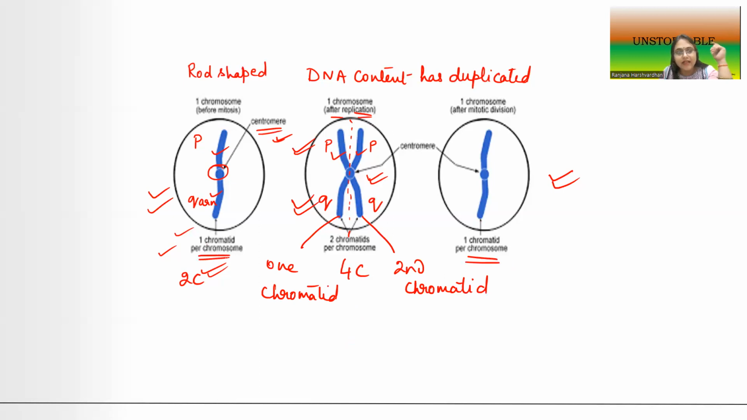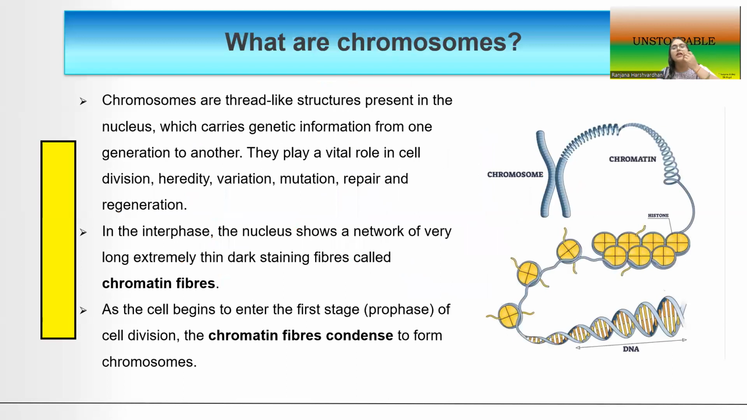You can see here one chromatid per chromosome written. And what do you see here written? It is written 2 chromatids per chromosome. So as we move ahead, you will get more clarity. Let us just give a reading to what we have done so far.